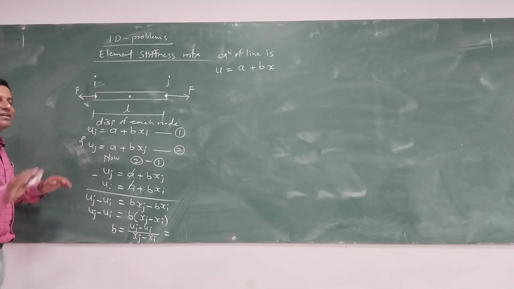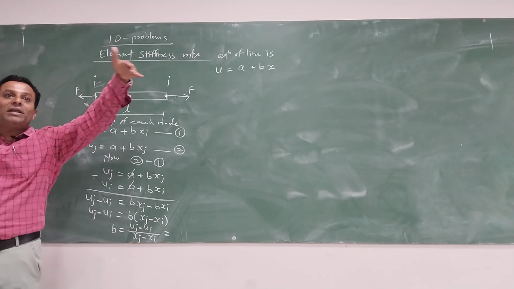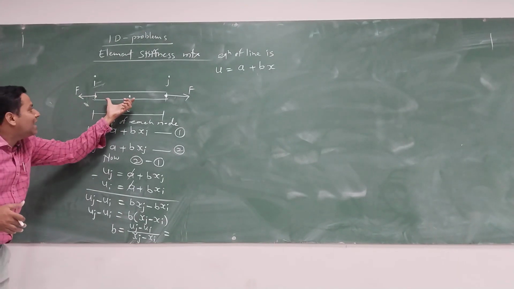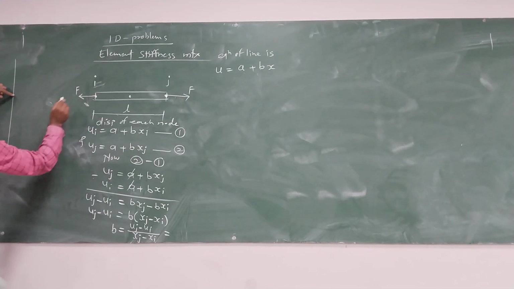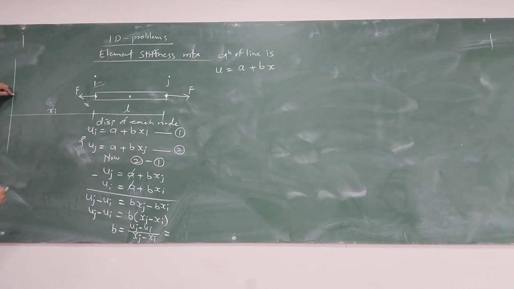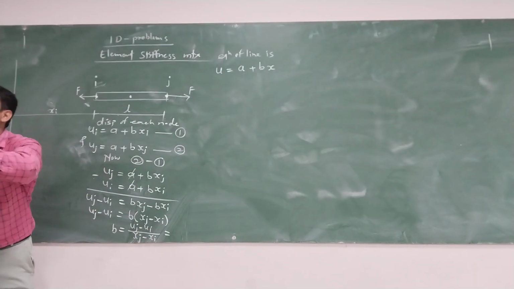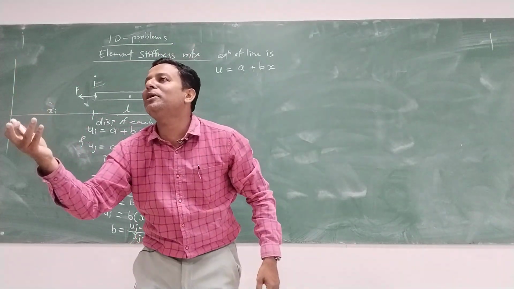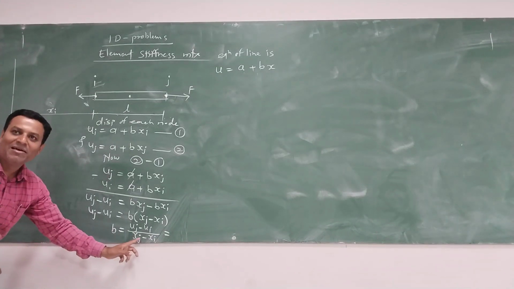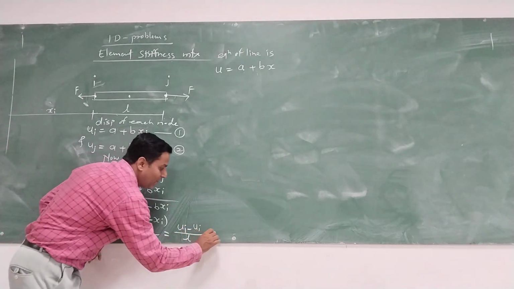Think carefully. Suppose I have taken one small element from the total length. It is a very long length, and from it I have taken a small element, and that small element is this one. Suppose it starts from here. So the distance of the ith node from the origin, from 0, will be xi. The distance of the jth node will be xj. So L will be equal to xj minus xi. x means distance, measured from somewhere. So xj minus xi will be equal to L. So I can replace this xj minus xi with L. So this is b, equation number 3.